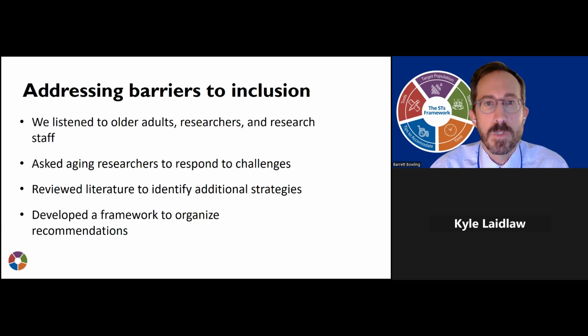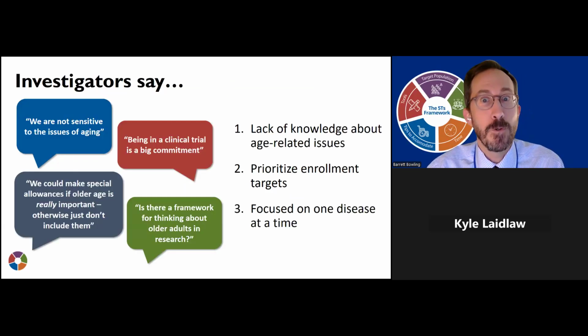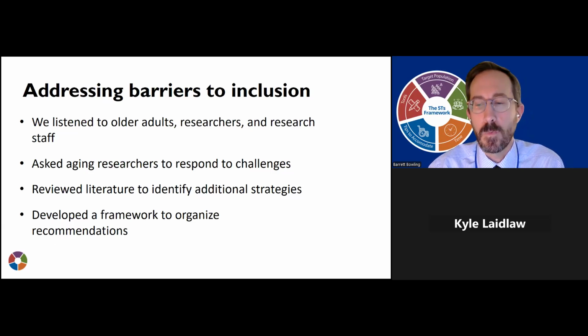We took a list of these problems and challenges back to some aging research experts, and we said, well, how would you respond to this challenge? We hear these issues about transportation coming up, or we hear issues around hearing loss. How have you handled these types of problems in your own work? And really elicited a long list of potential recommendations to overcome those challenges. We also reviewed literature to help identify any additional strategies that might exist, really with the idea of coming up with a comprehensive list of potential recommendations that research teams could do to make their work more inclusive of older adults.